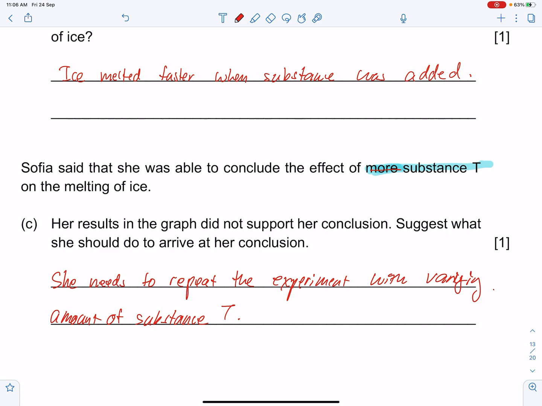Okay, and then if the graph shows that as you increase more and more substance T, it takes a shorter time to melt, it means that yes, more substance T increases the rate of melting. If it remains the same, it just means that no, it doesn't. It's either a yes or a no, full stop, done.